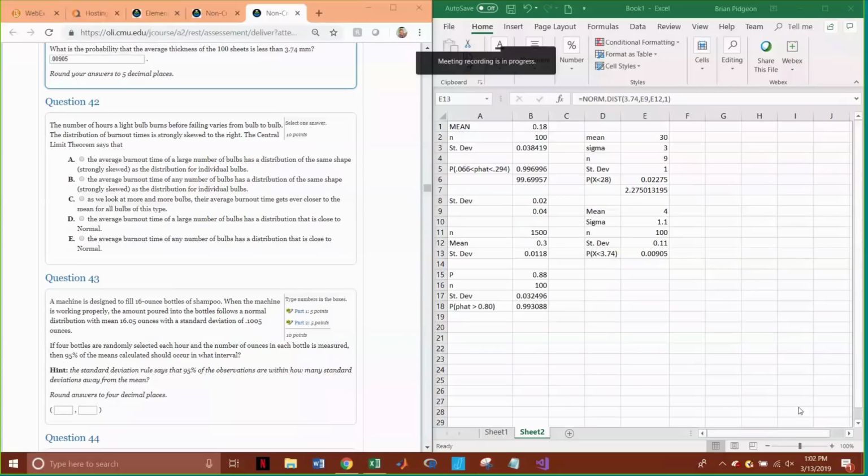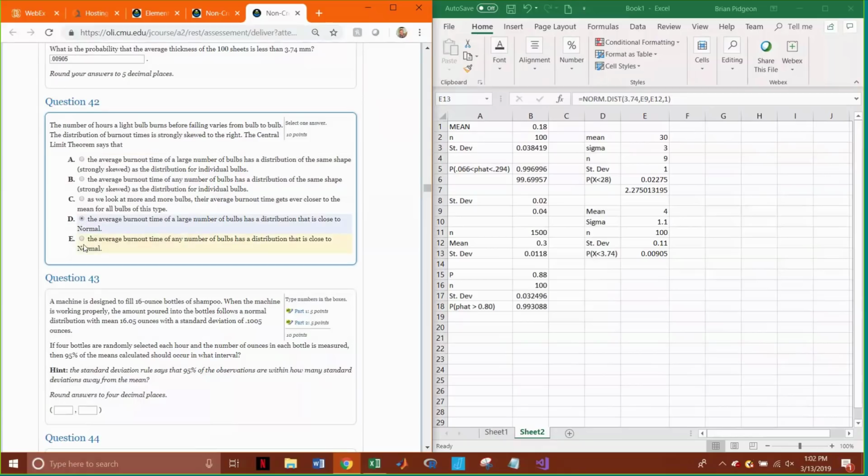The number of hours a light bulb burns before failing varies from bulb to bulb. The distribution of burnout times is strongly skewed to the right. The central limit theorem, if you remember, just says that as the sample size increases, at least 30, the distribution is going to be approximately normal. It doesn't say anything else about the average or whatnot. So you're just looking to see the average burnout time of a large number of bulbs has a distribution that is close to normal. Remember, a lot of students get D and E confused.